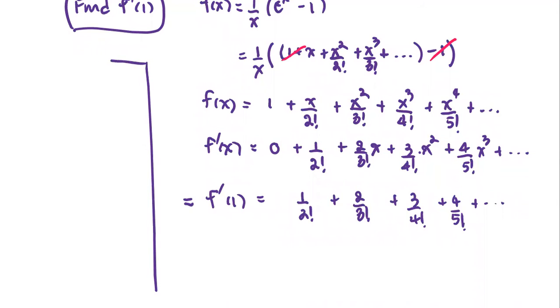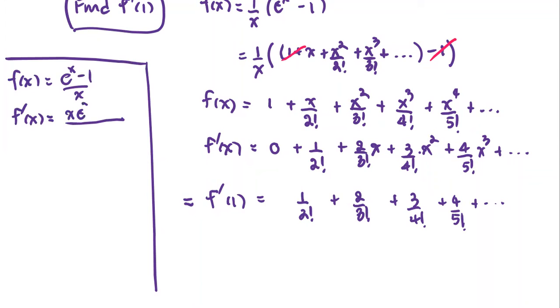And on the side note, for the function f of x equals e to the x minus 1 over x, if we take the direct derivative of the function using the quotient rule, we have x multiplied by e to the x, subtracted by e to the x plus 1, divided by x squared. Then f prime at 1 would be 1 multiplied by e to the first minus e to the first plus 1 divided by 1 squared, or we can see this as the value 1.